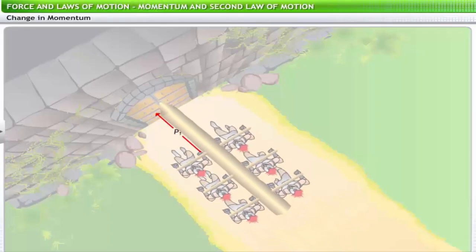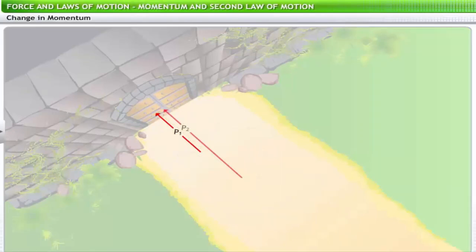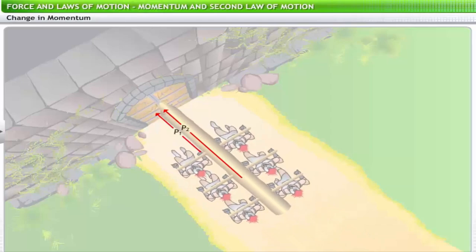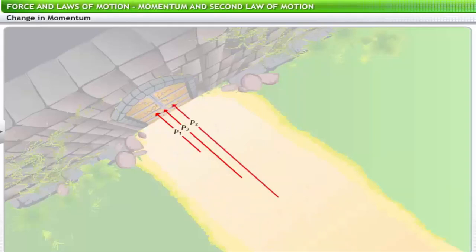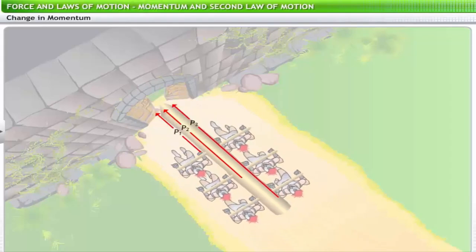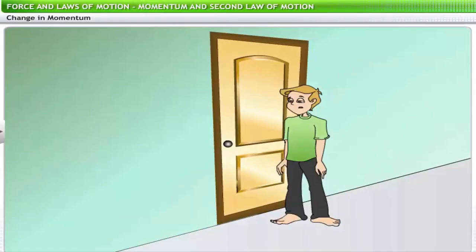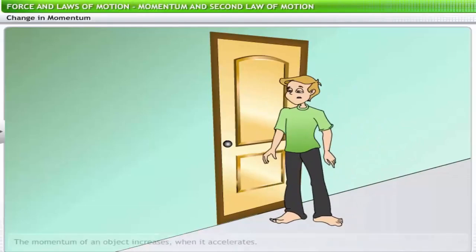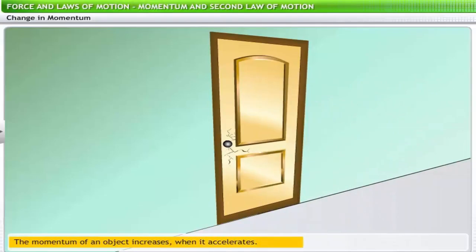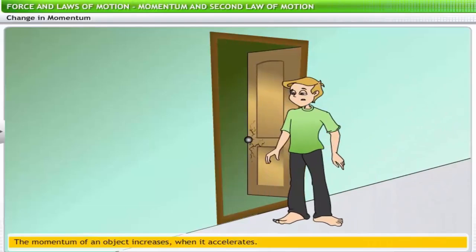The momentum of this army column differs at different points in their run up to the gate. Although the mass of the log is constant, their velocity is increasing constantly. That is, they are accelerating. Another example is when actors in movies perform stunts, such as breaking down a door. The momentum of an object increases when it accelerates. Therefore, the rate of change of momentum depends on the acceleration of the object.